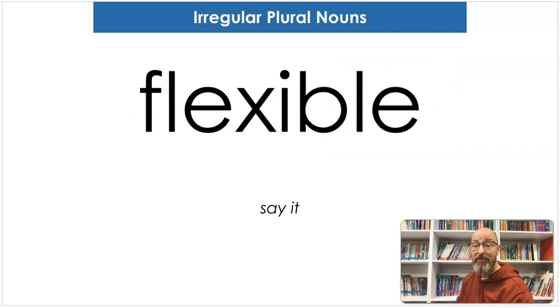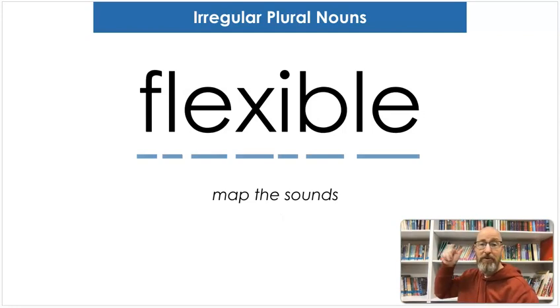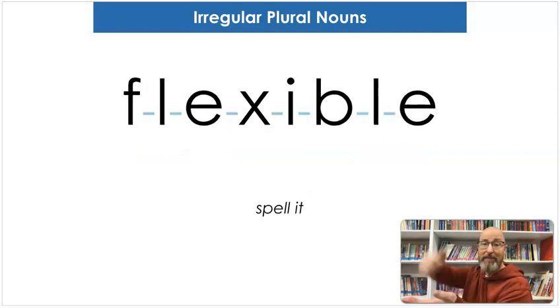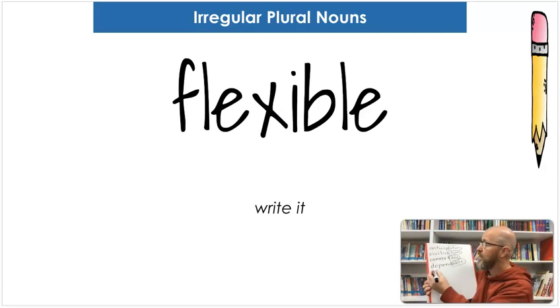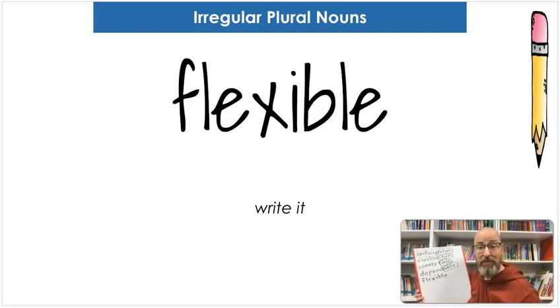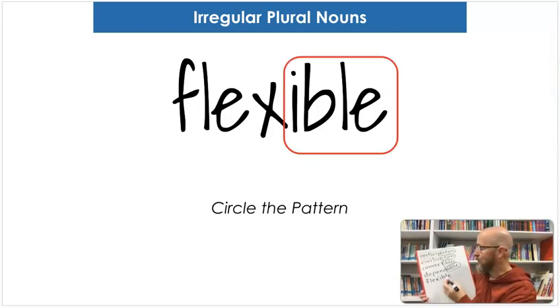Our next word is flexible. Say flexible. Map the sounds. Flexible. And let's spell it. F-L-E-X-I-B-L-E. Flexible. And let's write it. F-L-E-X-I-B-L-E. And what's our Latin suffix? I-B-L-E. That's right. Let's give it a circle.